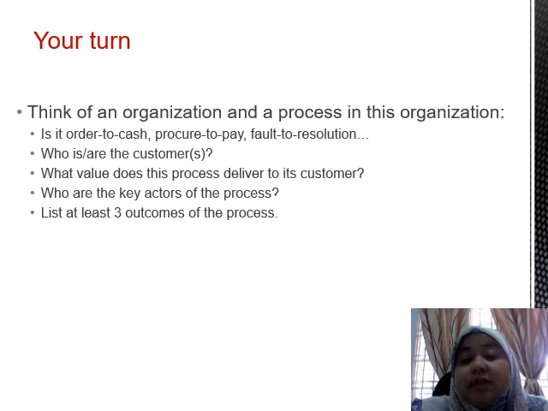Okay, now it's your turn. Think of an organization and think of processes that may be involved in the organization. List it down. List it down and think of what it is, who's involved, what value does this process deliver to its customer. At least list out 3 outcomes of the processes. Okay, I think this is a very simple exercise for today.